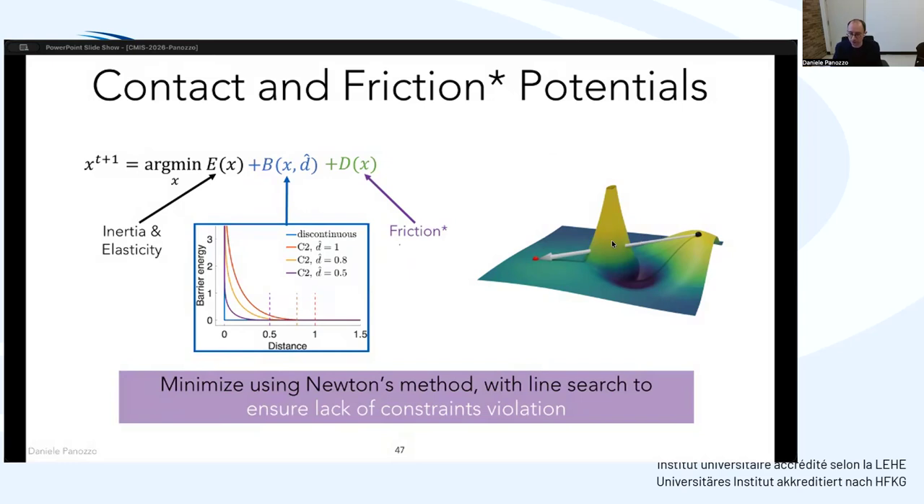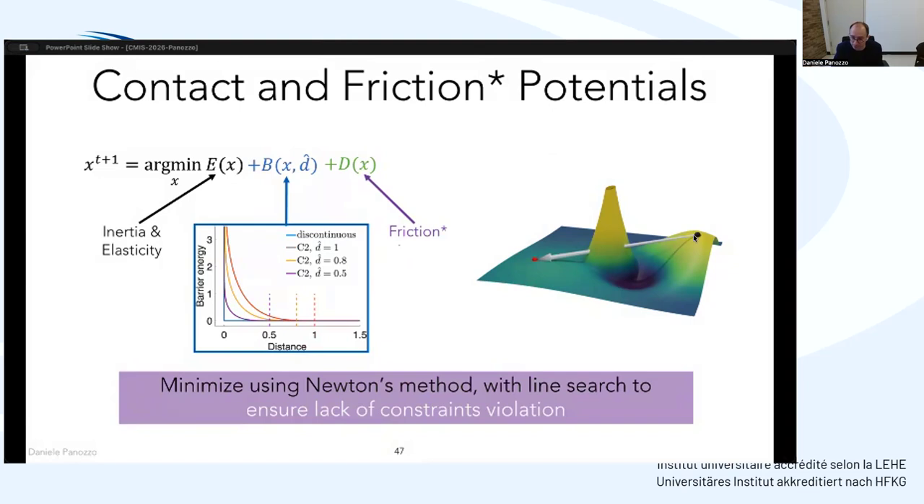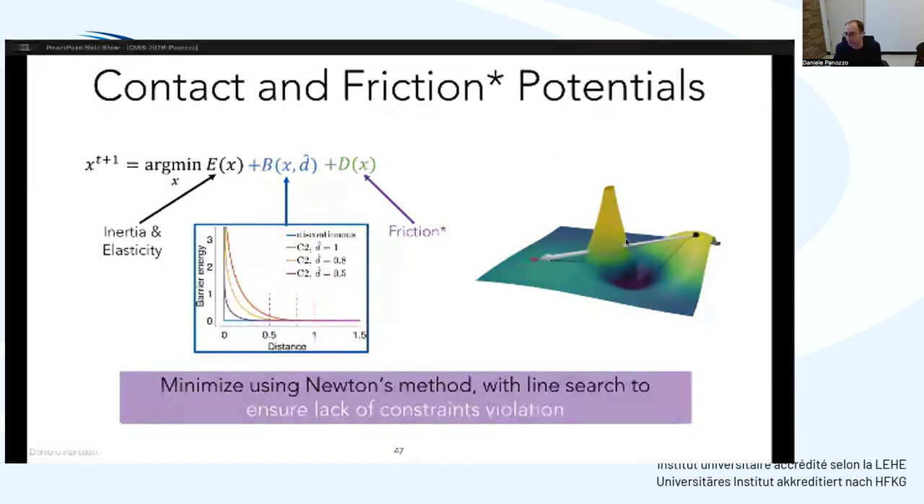So note that the line search is crucial here because the potential, and especially this term here, the barrier, is definitely not linear or quadratic. So if you use Newton's method, we are going to move in a direction which is a quadratic approximation of our potential. So it's totally possible that this direction will eventually point to some place where we are violating constraints or the energy goes up, right?